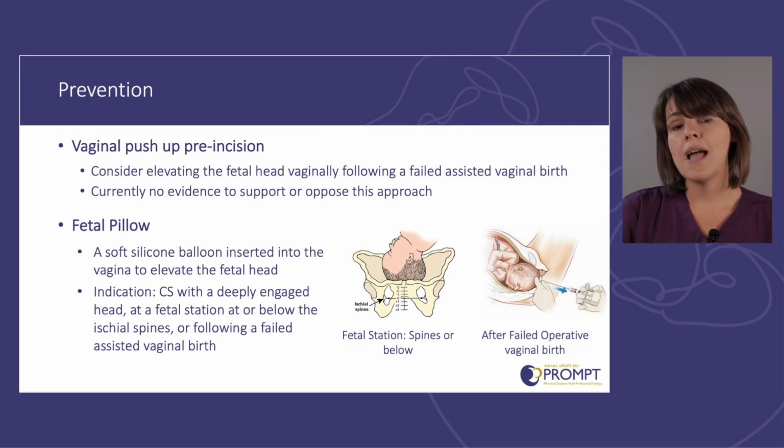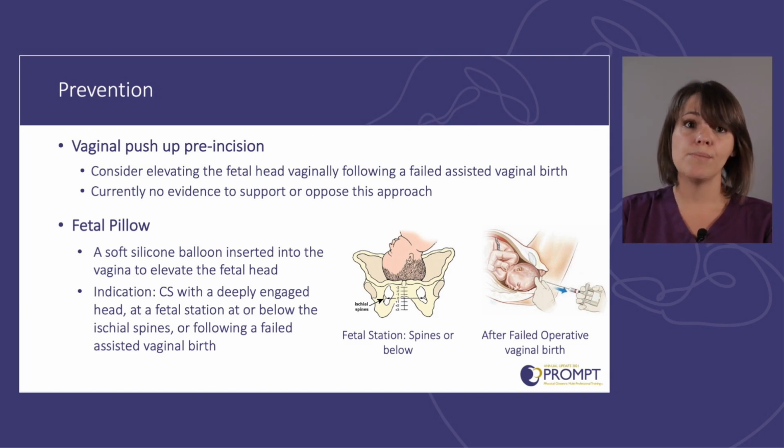So what can we do to prevent it? Well, one option might be to perform a vaginal push-up before incision, and that might be appropriate following a failed assisted vaginal birth. But at the moment, there's no evidence to support or oppose that approach.